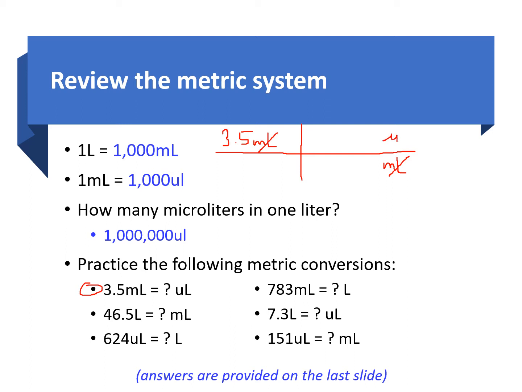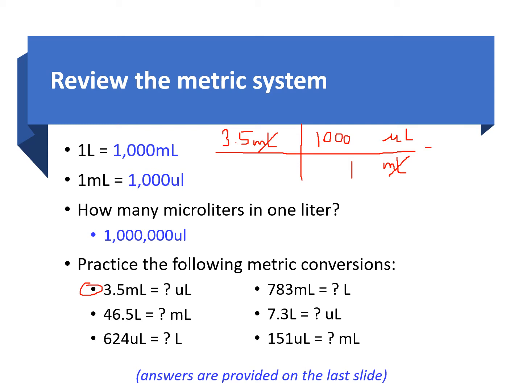So I want to have microliters. Now there's a quick trick. The larger unit always gets a 1 next to it. A milliliter is way larger than a microliter, so you get a 1 next to it. Now 1 milliliter is equal to 1,000 microliters. So you would put 1,000 right here.